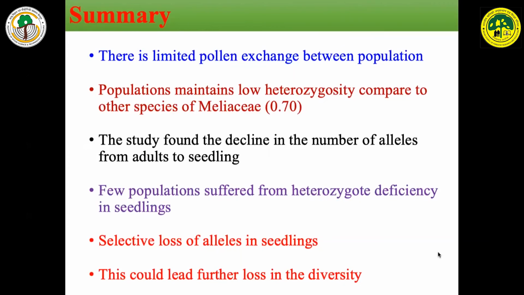And from this study, we identified limited pollen exchange between the populations, and low heterozygosity compared to other Milicia. The study identified a decline in the number of alleles from adults to seedlings, and few populations suffered heterozygosity deficiency in seedlings and selective loss of alleles in seedlings, and this could lead to further loss of diversity.